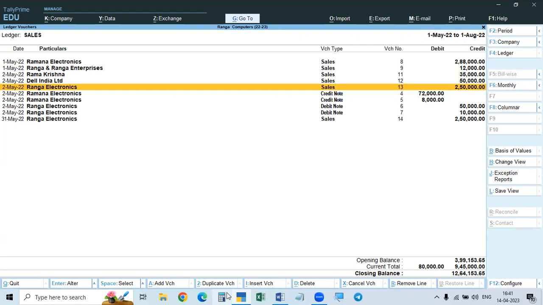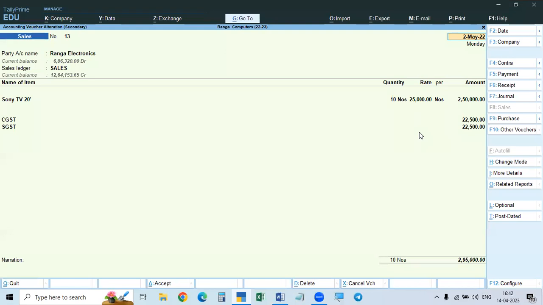This offer, discount or incentive is given at the time of sale itself. In this case, see, on 2nd May, Ranga Electronics purchased 10 numbers. To complete the target, he can buy another 10 any date in the month, or on one date buy 5 and again buy 5. Totally, he will complete 20 in this month.